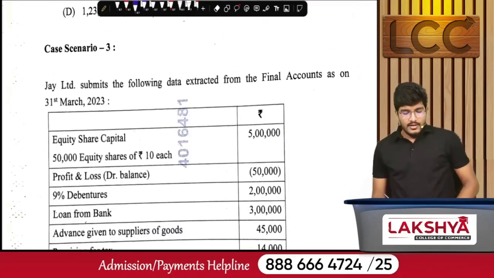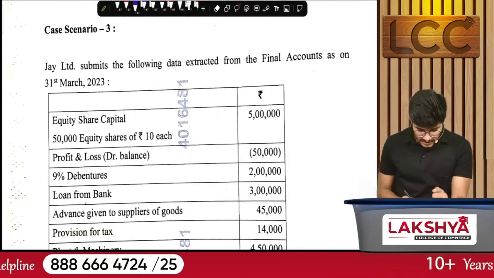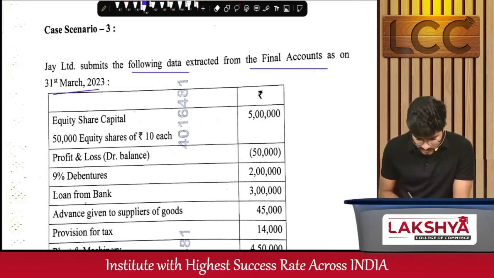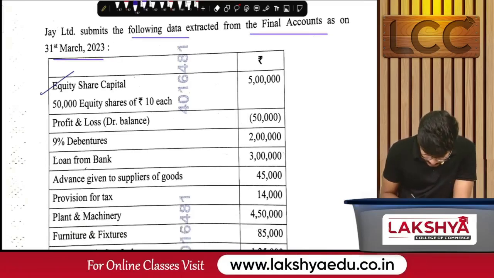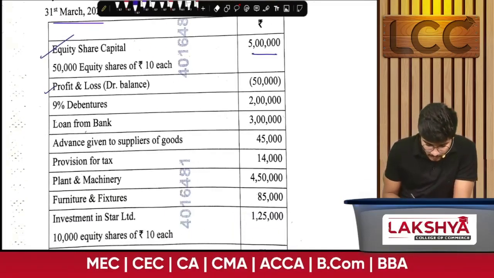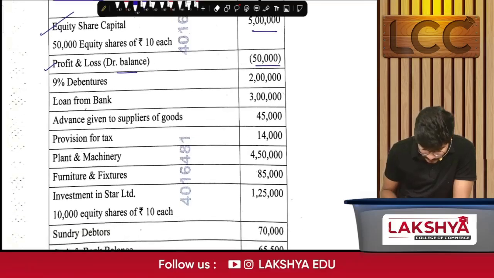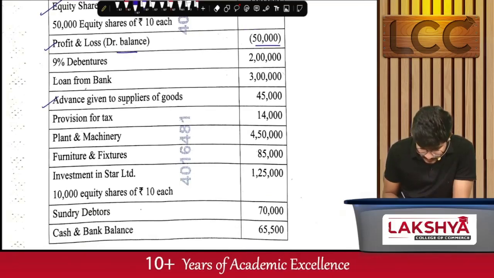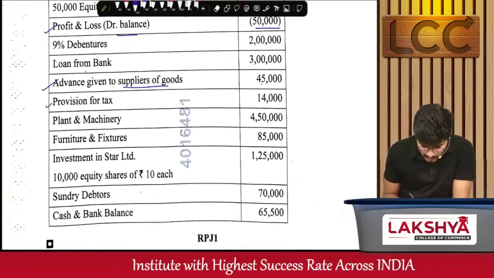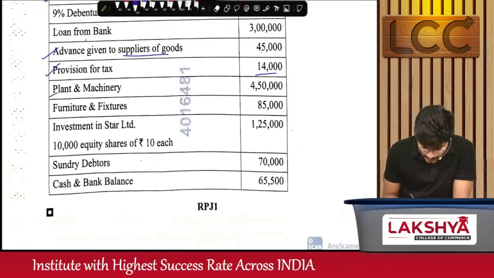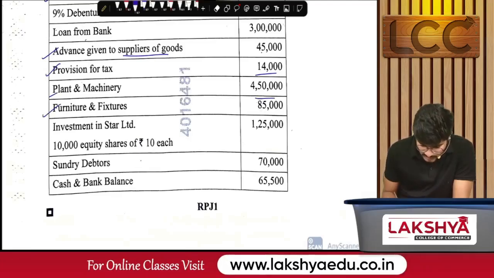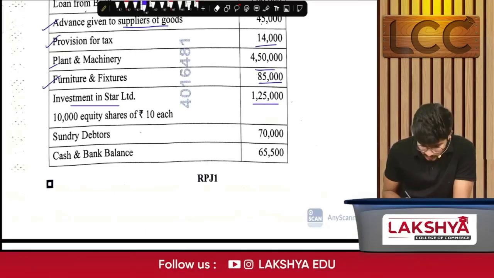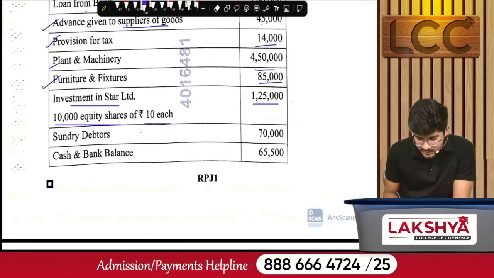That is correct. The next case scenario 3. J Limited submits the following data extracted from the final accounts as on the 31st March. Equity share capital 5 lakhs. Profit and loss account debit balance 50,000. 9% debentures 2 lakhs. Loan from bank 3 lakhs. Advance given to supplier of goods is 45,000. Provision for tax 14,000. Plant and machinery 4,50,000. Furniture and fixtures 85,000. Investment in Star Limited 1,25,000, 10,000 equity shares of rupees 10 each.